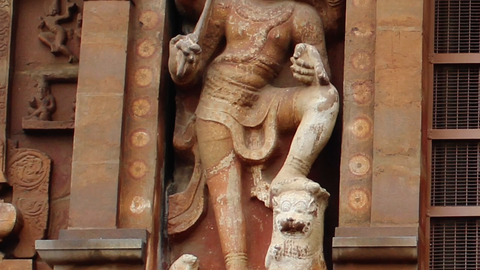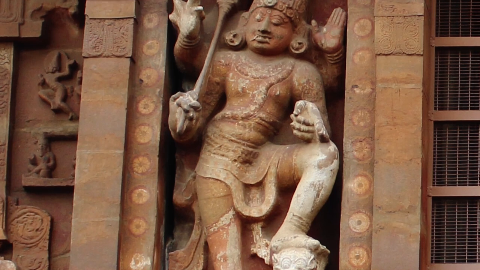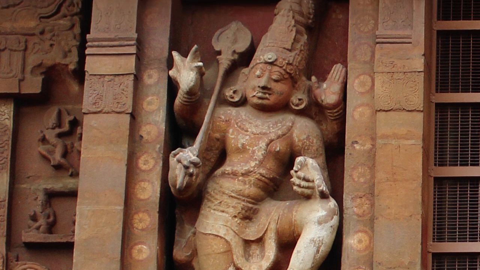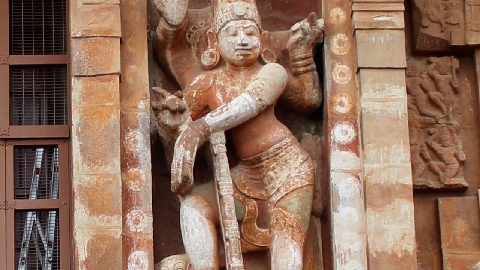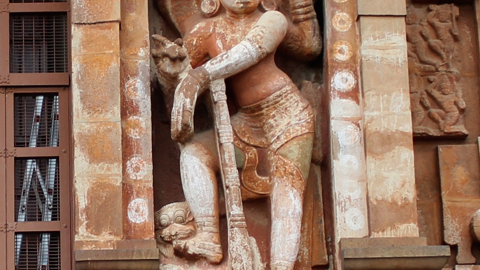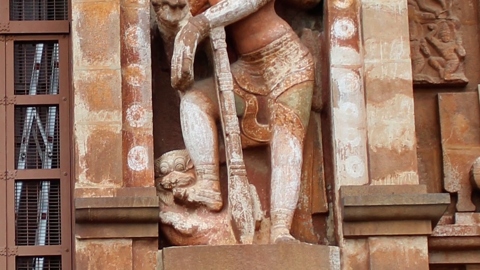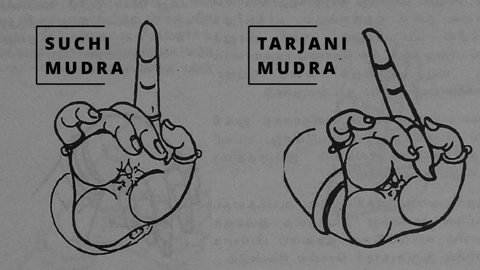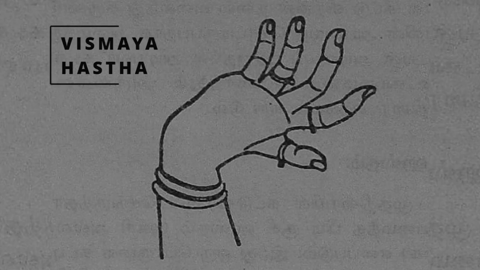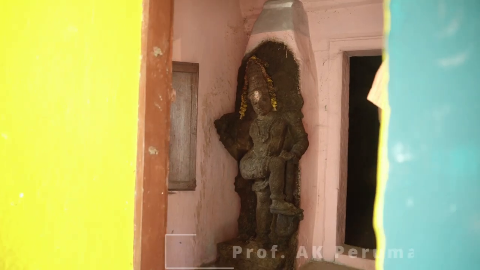In Shiva temples, the Dwarapalakas can usually be seen with four hands, holding a pasha, the noose, and Trishul, Damaru or Danda with their upper hands, and one of the lower hands holding a gada, a blunt mace, and another showing Suchi or Tarjani Mudra, or sometimes Vishwamaya Hasta.